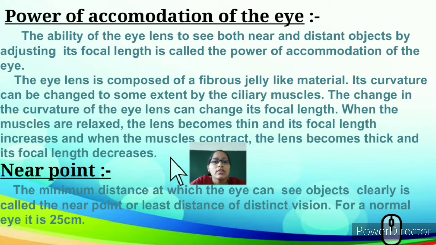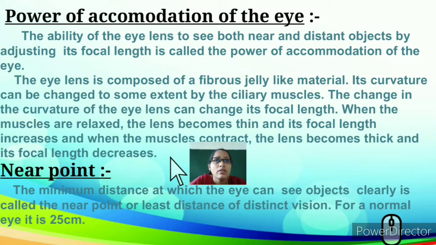So what is it composed of? We need to understand what the eye lens is composed of. It is a fibrous, jelly like material, which has ciliary muscles. The curvature of the eye lens can change its focal length. It's because of the ciliary muscles, which help in contraction and relaxation, that the lens becomes thin or thick. So imagine how the lens is going to become thin and how it is going to increase in size.